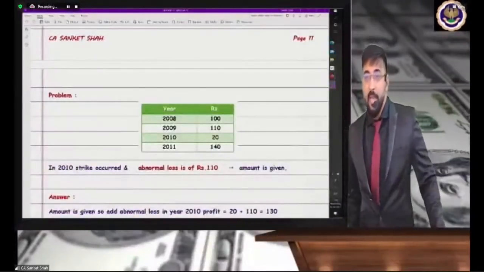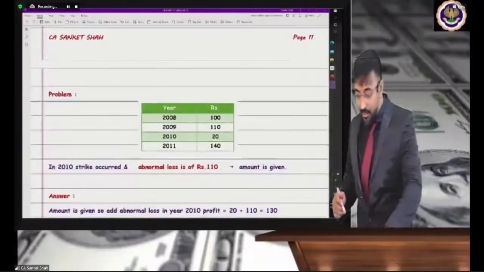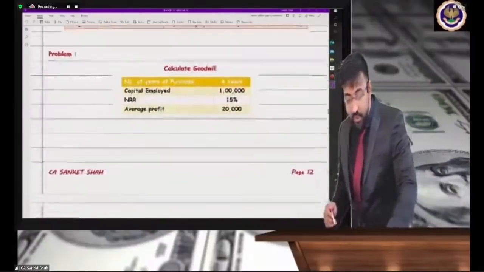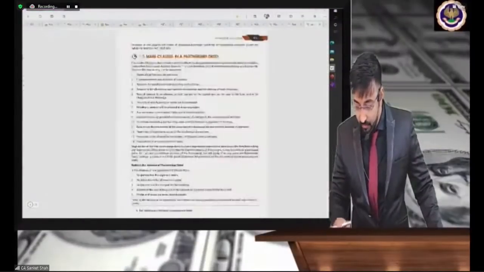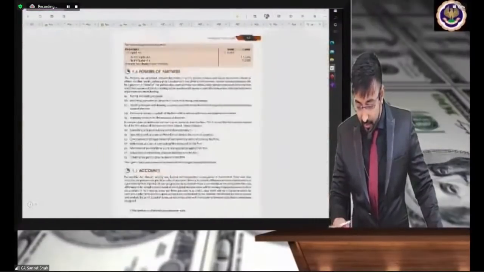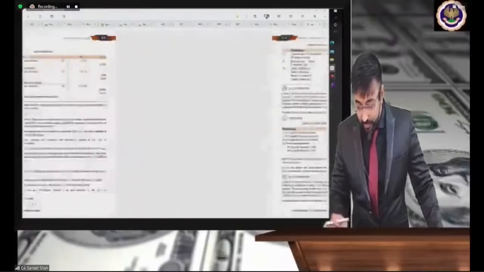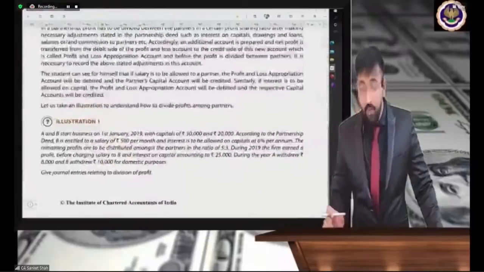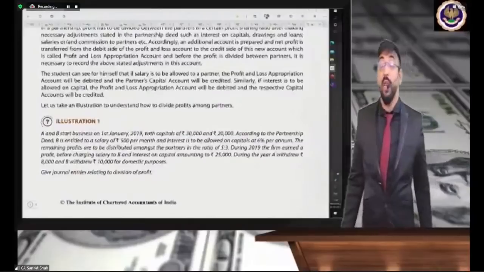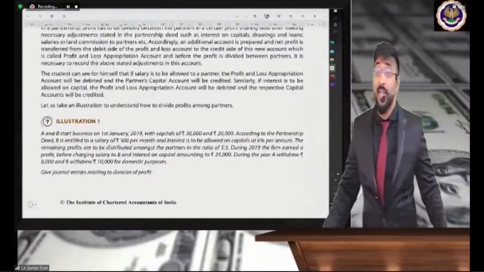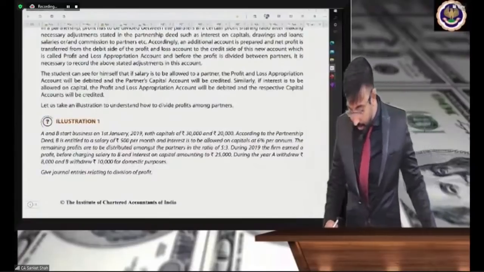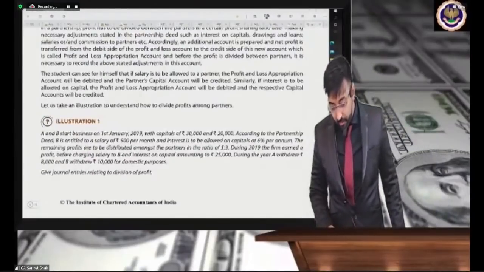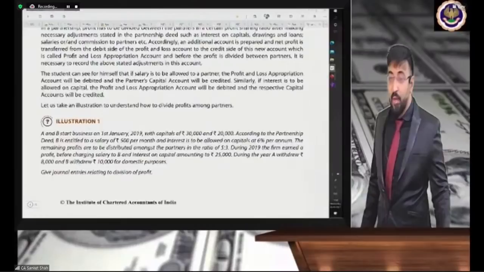So let's start. First, come to illustration number 1. ICAI illustration number 1, in our study material. Any doubt in illustration number 1? Before that, I'm going to explain what is the difference between fixed capital and fluctuating capital. Participation is required. Tell me whether illustration number 1 is difficult or easy.